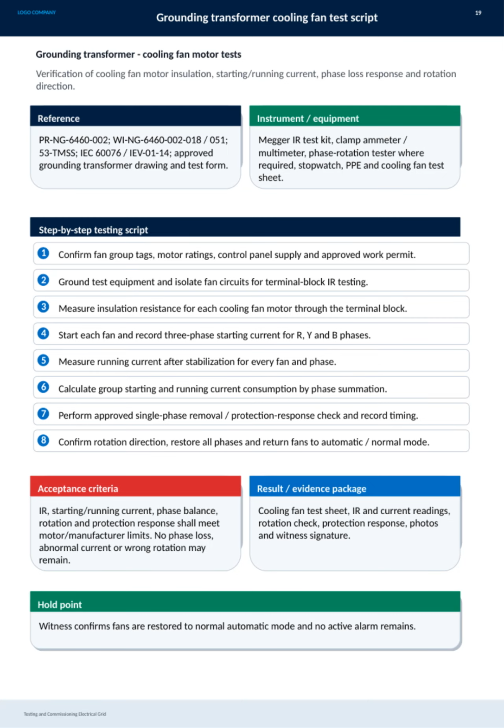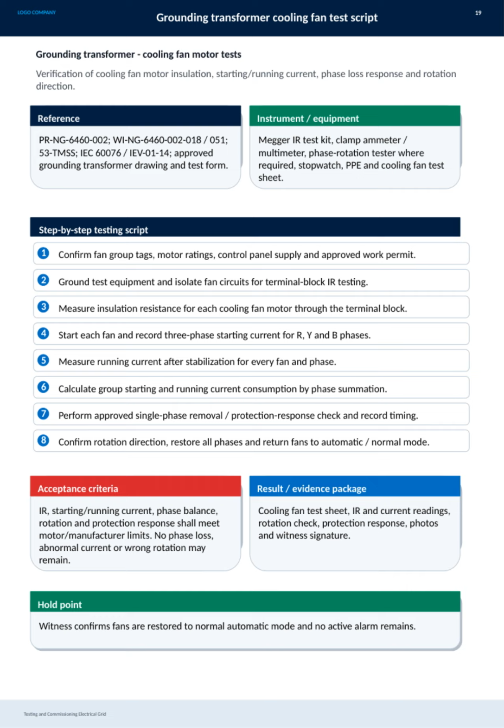Here we have the complete test script for grounding transformer cooling fans, covering all essential steps for ensuring proper operation. First, we verify fan group tags, motor ratings, supply, and work permits. Then, after grounding and isolating fan circuits, we measure insulation resistance for each motor via the terminal block. We proceed by starting each fan to record the three-phase starting current, followed by measuring running currents once stabilized. These currents are summed by phase to assess the group's electrical performance.